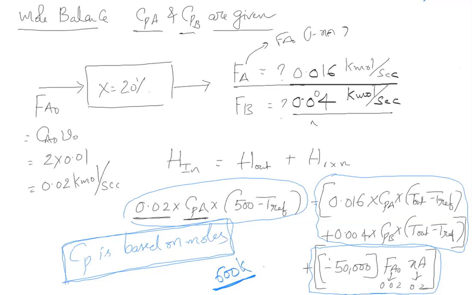Why have we written FA naught into XA? Because FA naught into XA is moles of A entered multiplied by XA. See, I have these many moles of A entered. Out of this, 80% is unconverted, 20% is converted. So why am I writing A and B separately? Because Cp of A and Cp of B are given directly. Yesterday, why didn't we write the balance this way? Because Cp is given with respect to mass, and Cp of A and B are not given directly, no?